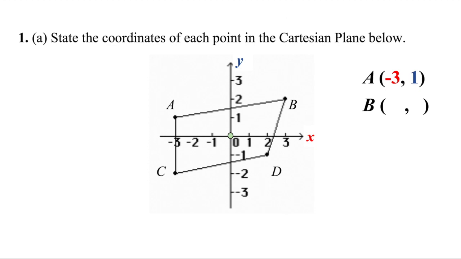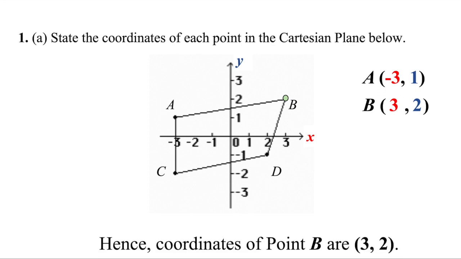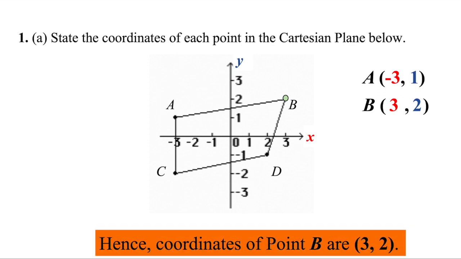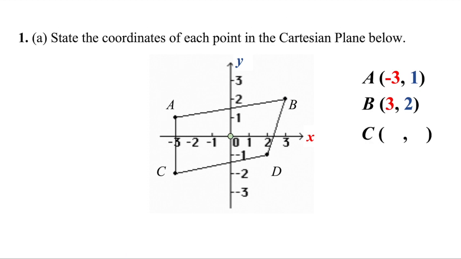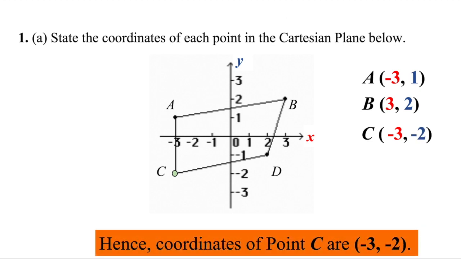For the coordinates of point B, from the origin it is 3 units to the right, so it's a positive 3 x coordinate, and 2 units upward, it's a positive 2 y coordinate. Hence the coordinates of point B are 3 and 2 in closed brackets. The position of point C is 3 units to the left of the origin, hence a negative 3 x coordinate, and 2 units downward, hence a negative 2 y coordinate. Therefore, the coordinates of point C are negative 3 and negative 2 in closed brackets.